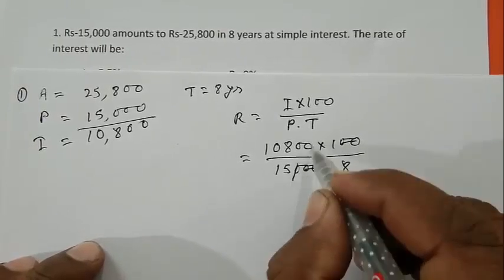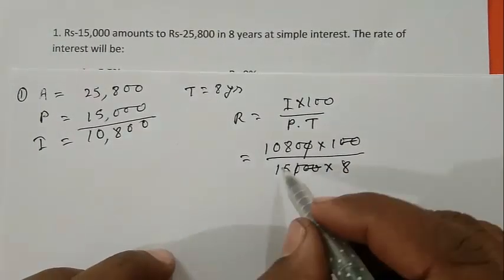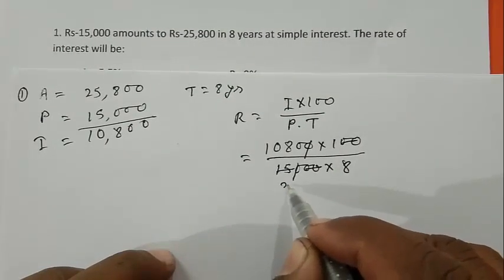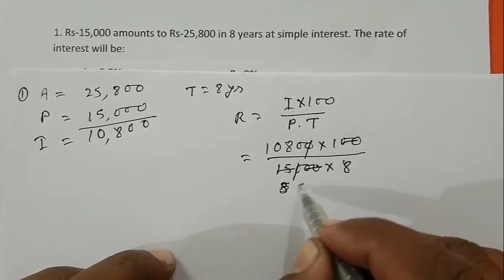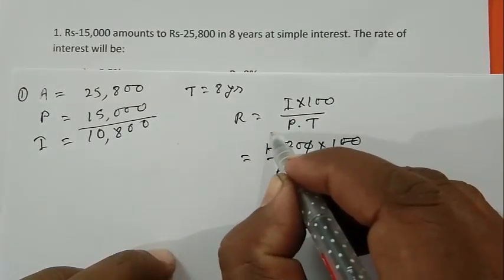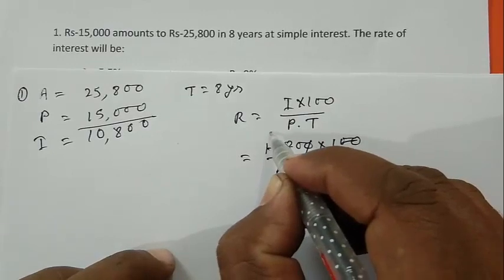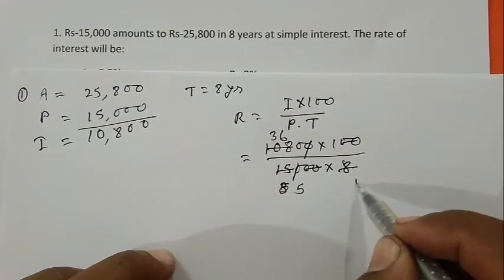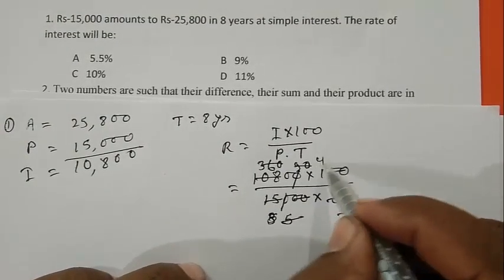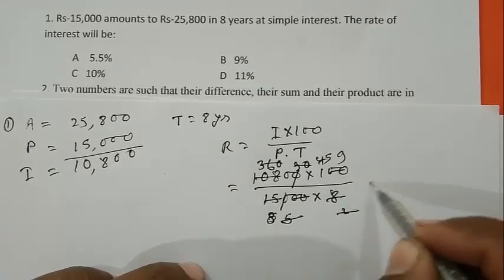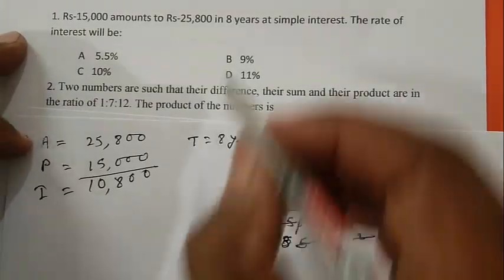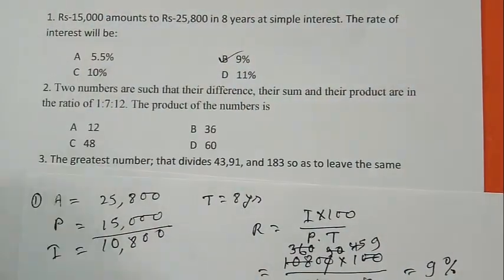So 9% is the right answer. B is the correct answer.